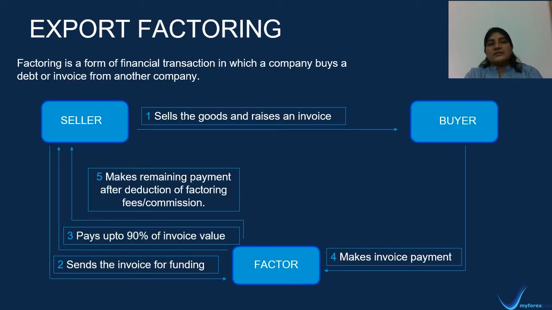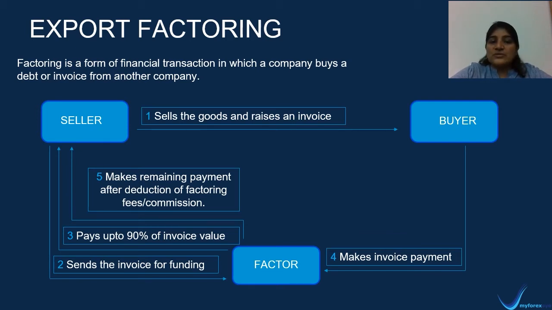The other product is the export factoring. Now in export factoring, it is a form of financial transaction in which a company buys a debt or invoice from another company. The process is quite simple. Let's take a look at it. The seller sells the goods and raises an invoice to the buyer. The second step involves the seller sending the invoice for funding to the factor. Mind you, the factor assumes all the risks of the buyer and makes sure that the seller receives the payment.